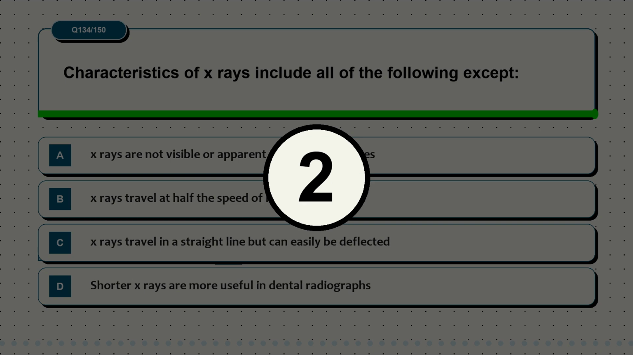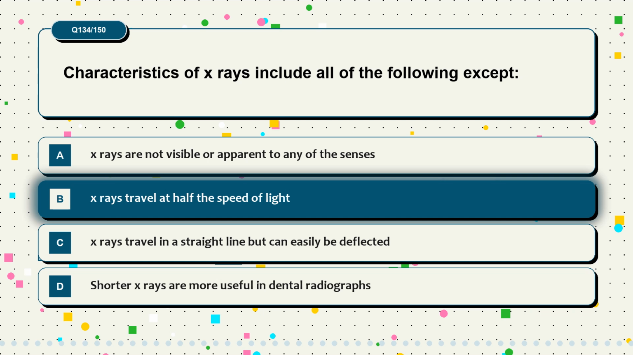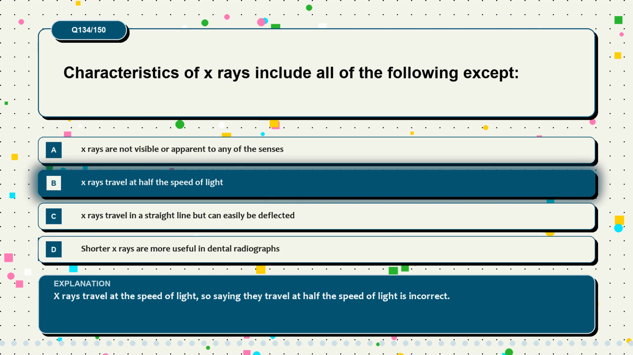The correct answer is option B. X-rays travel at half the speed of light. X-rays travel at the speed of light, so saying they travel at half the speed of light is incorrect.